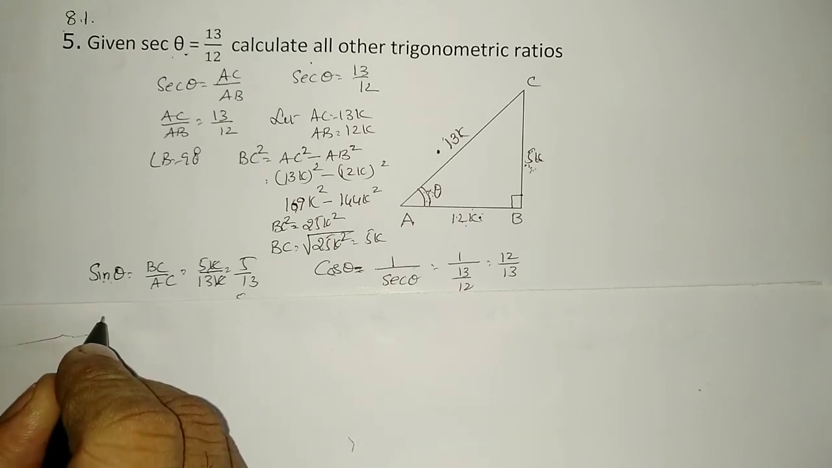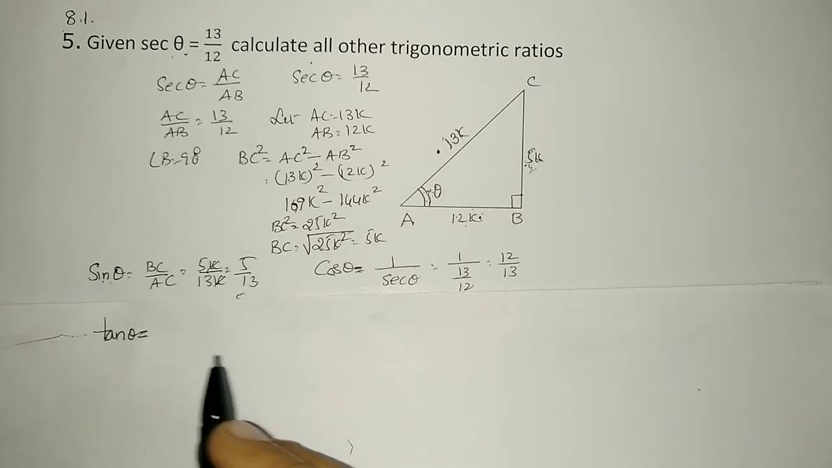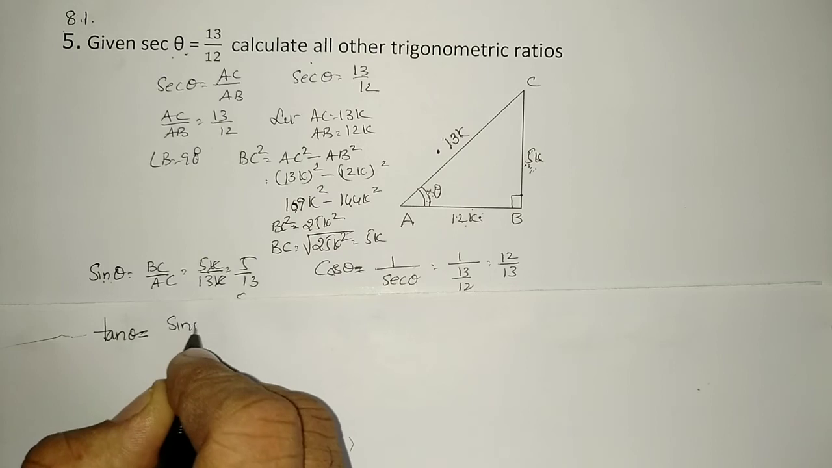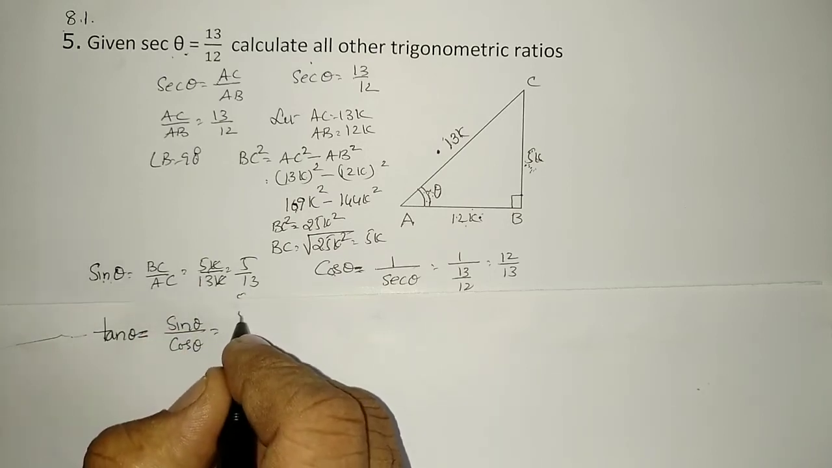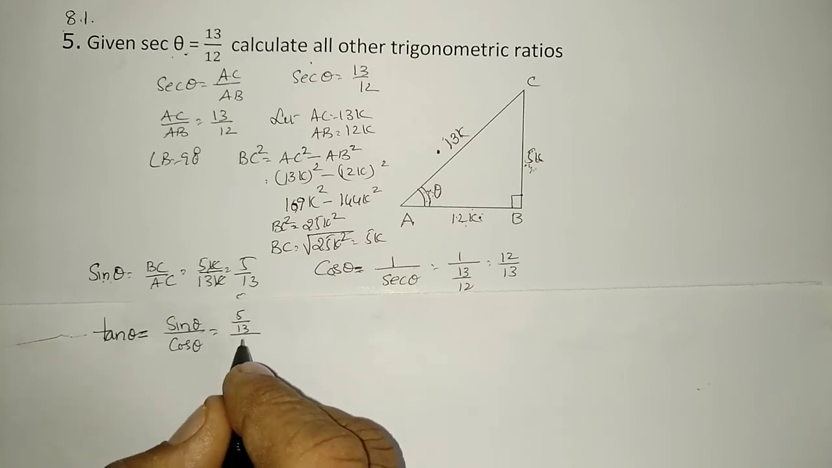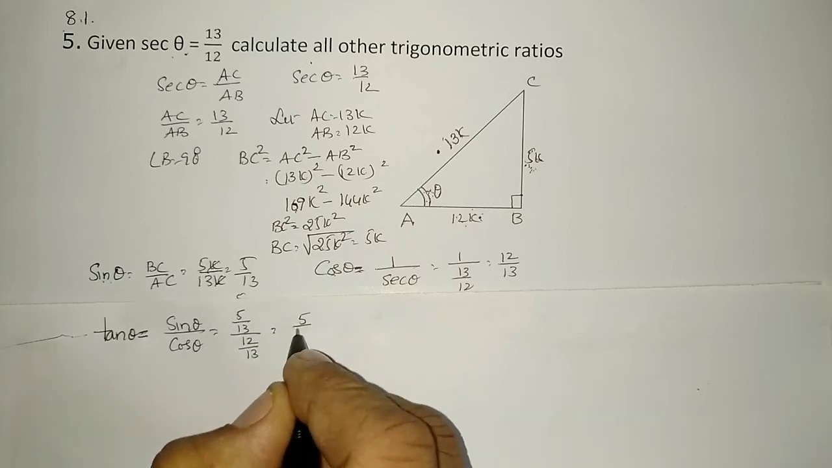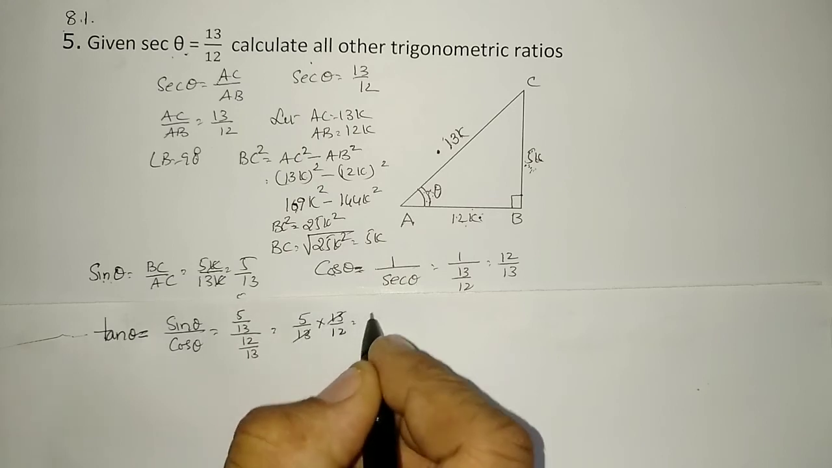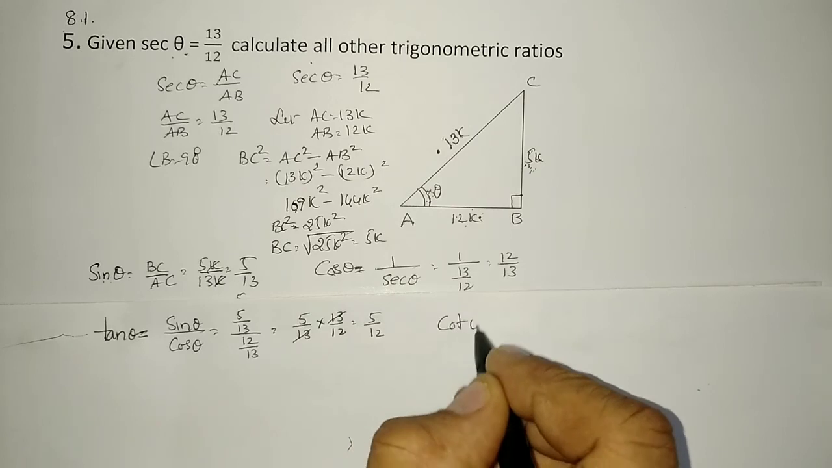Now we are going to find tan theta. We know that tan theta equal to sin theta by cos theta. Sin theta 5 by 13 by cos theta 12 by 13. 5 by 13 into 13 by 12, 5 by 12.